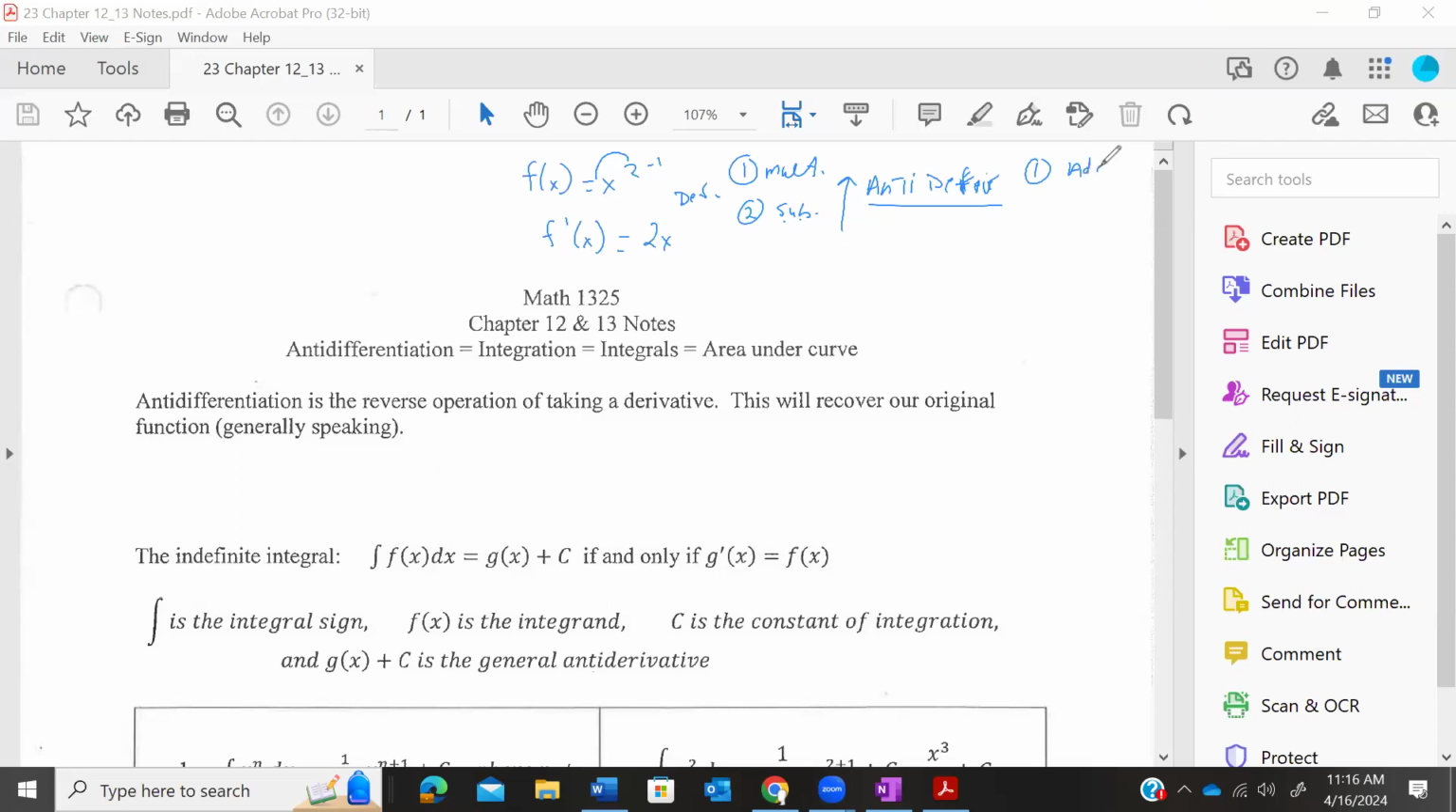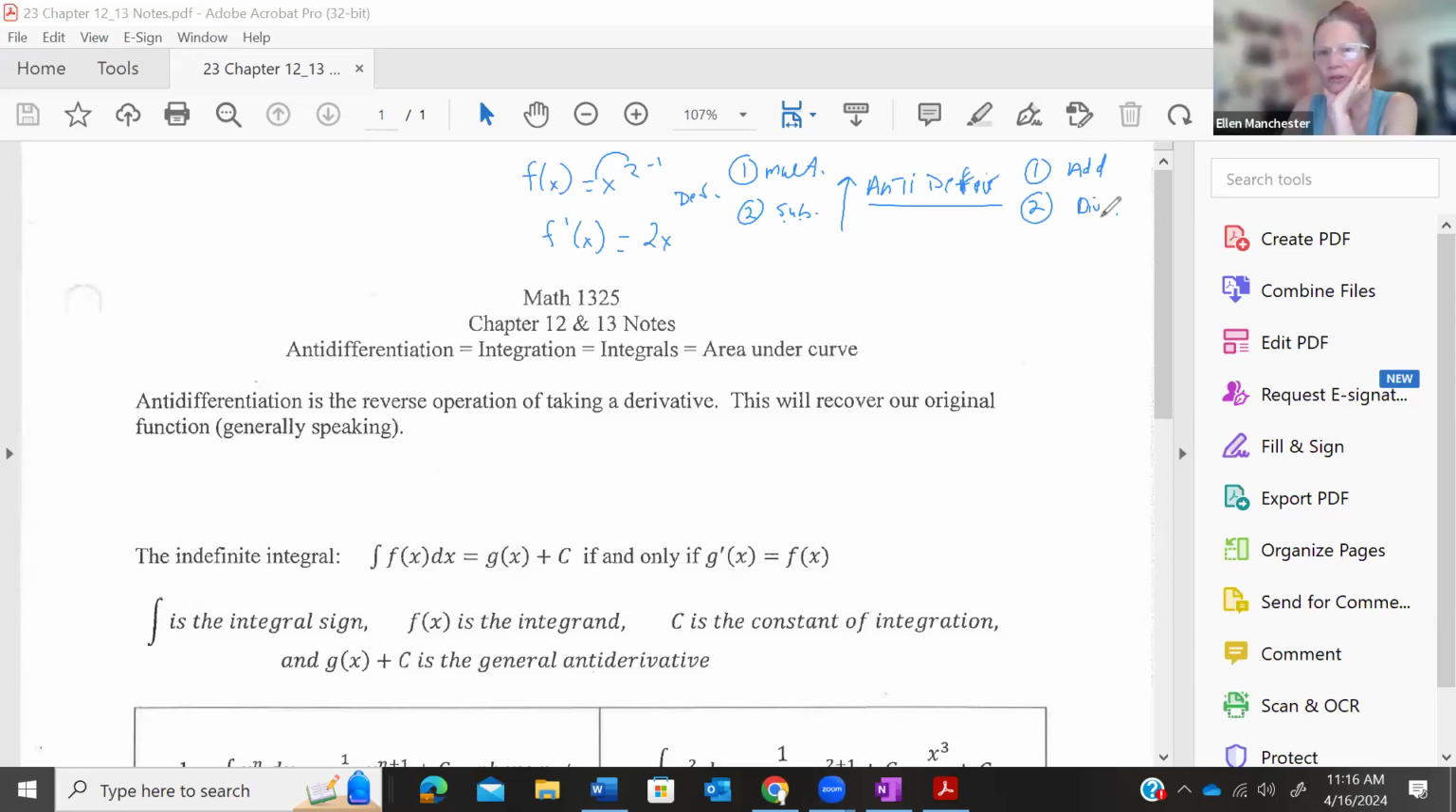Adding, good. And then what's the opposite of multiplying? Division. Okay, so this is the order that we're going to go in, because we're going in the opposite direction. We're going to add first, and then we're going to divide.